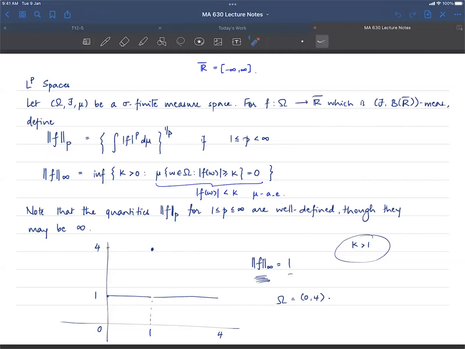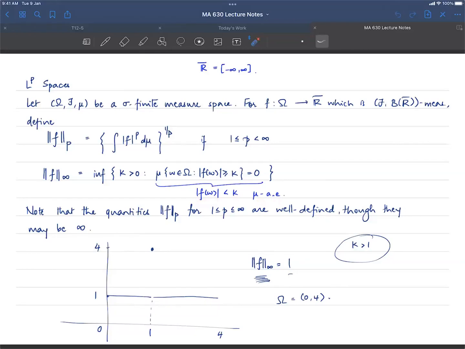norm. So I'm defining this symbol, norm f sub p, to be the absolute value of f to the p, integrate that, and then take the pth root of that. I'm defining this left-hand side to be the pth root of the integral of mod f to the p d mu, if 1 is less than or equal to p less than infinity. And I'm defining this symbol, norm f infinity, to be the infimum of k greater than 0 such that mod f of omega is less than k mu almost everywhere.